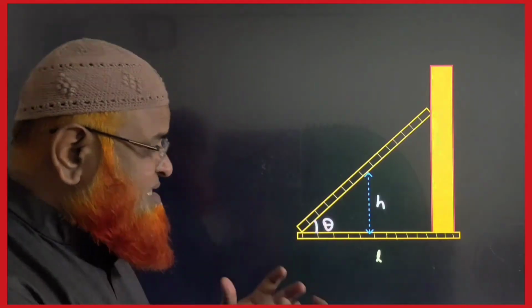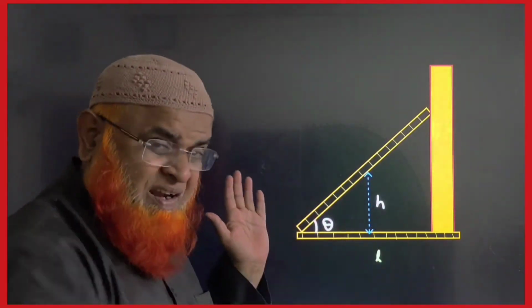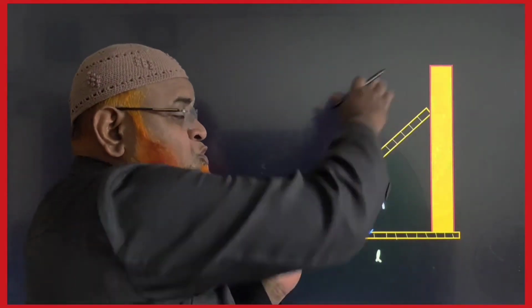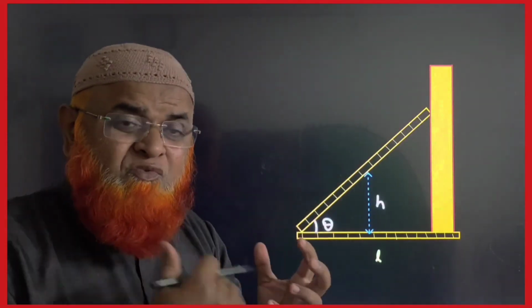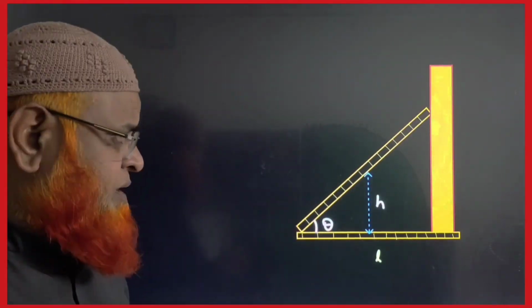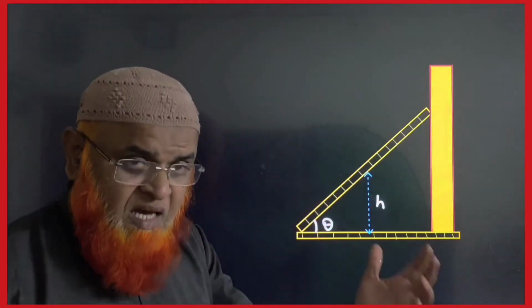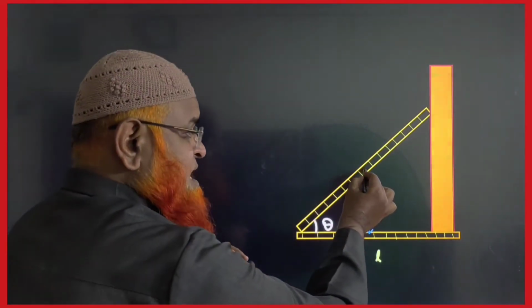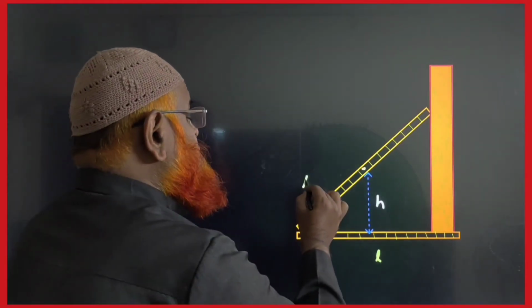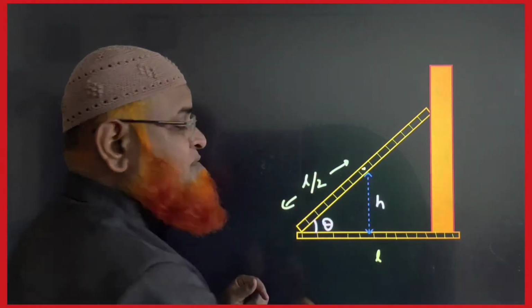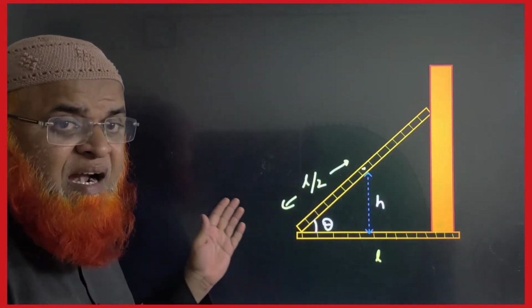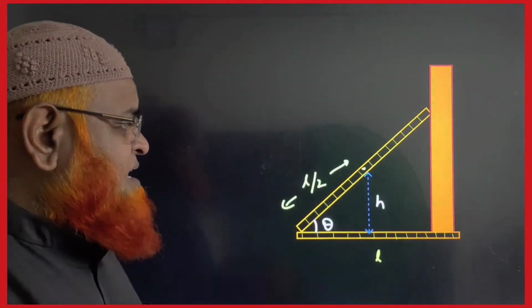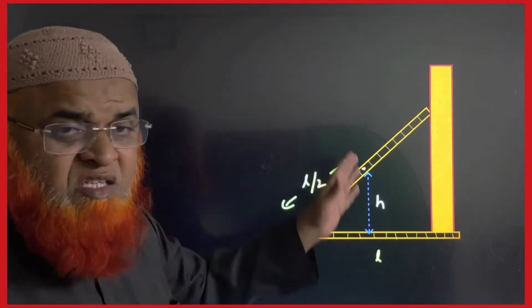My dear students, what is the work done in lifting a ladder which is resting on the ground horizontally to the wall? That's the question actually. You should know that the length of the ladder is L, and as it is a uniformly distributed body, we have to consider the center of mass of the ladder at this place. This is going to be half of the length of the ladder, and the angle made by the ladder with the ground is taken as theta here, and this is going to be the height of the center of mass of the ladder.